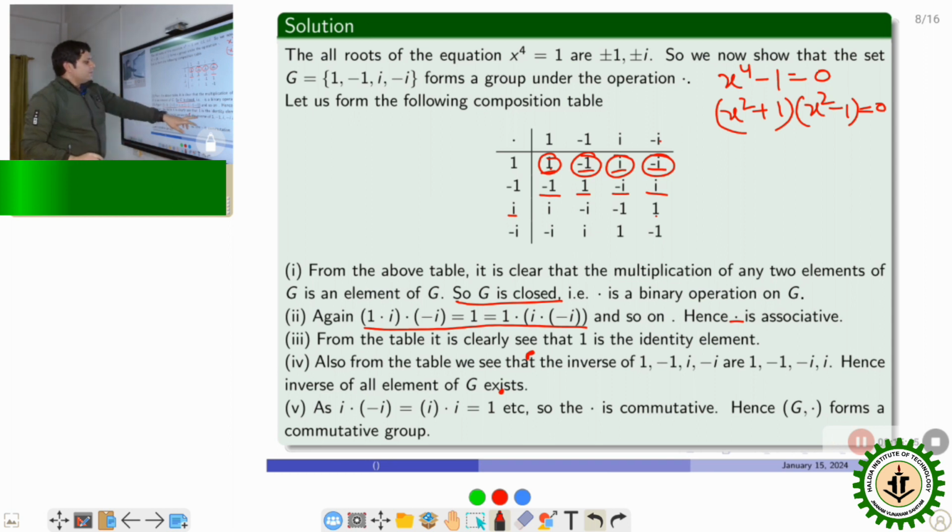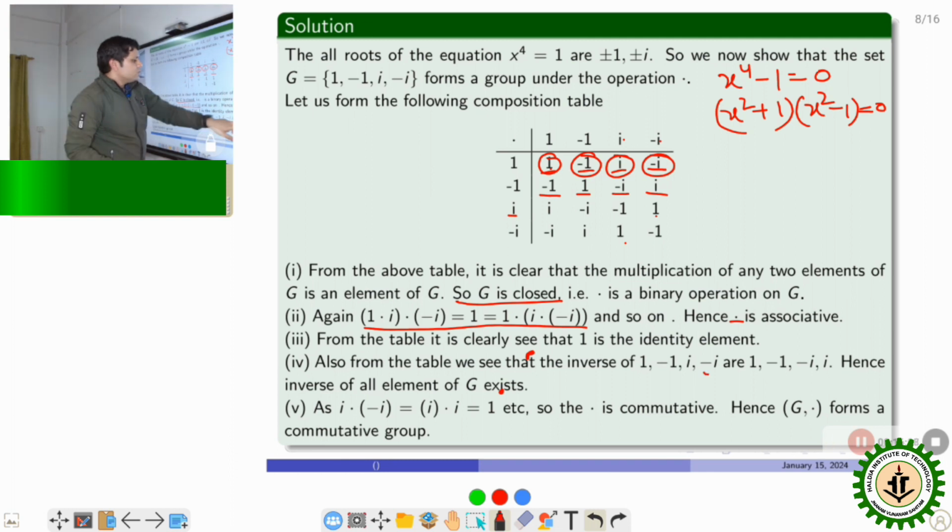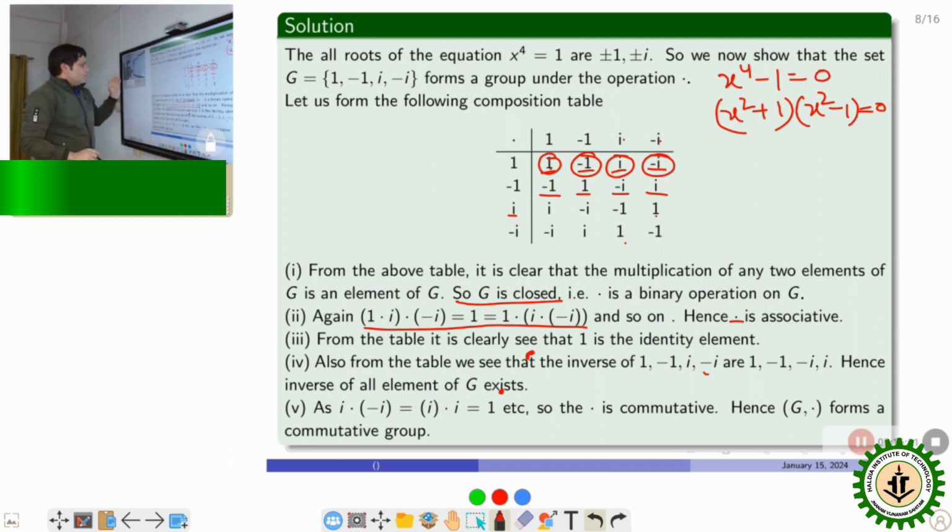Now, the inverse element of 1 is 1, since 1 dot 1 equals 1. Similarly, the inverse element of minus 1 is also minus 1, since minus 1 dot minus 1 equals 1. And the inverse element of i equals minus i, since i dot minus i equals 1. Similarly, minus i dot i equals 1, so the inverse of minus i equals i. Hence, for all elements of G, we get inverse elements that also belong to G. So therefore, from the first four conditions, we show that G is a group.